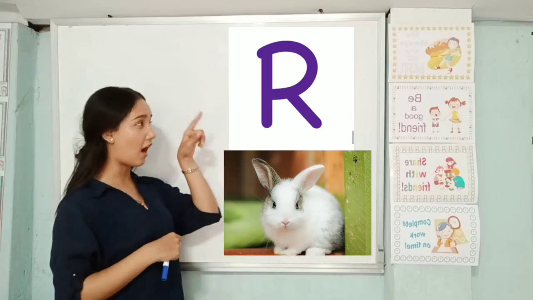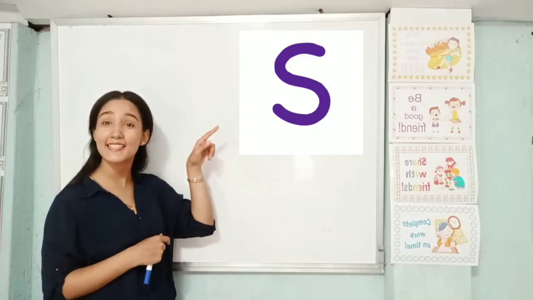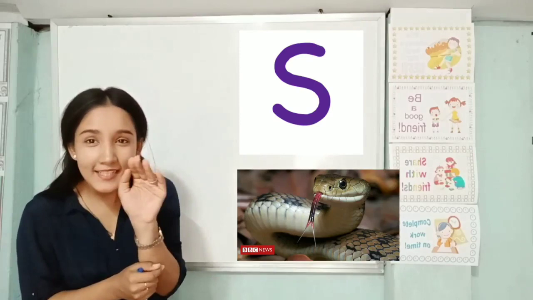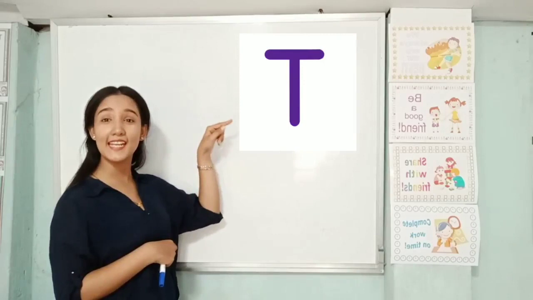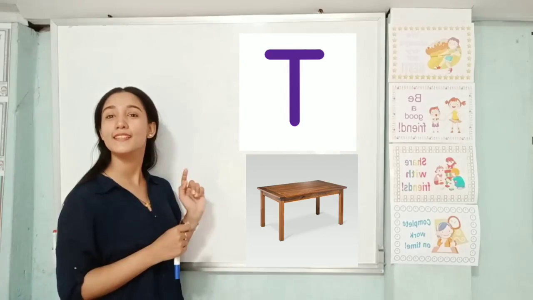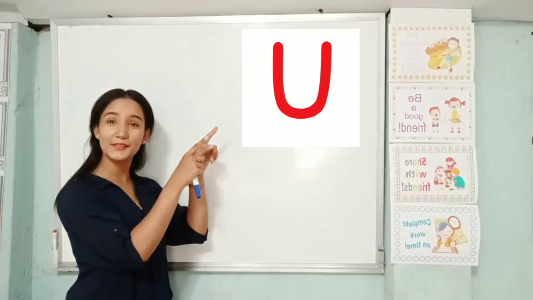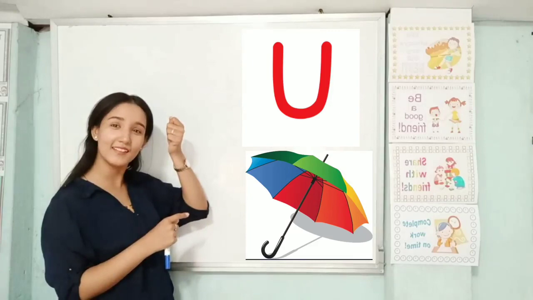S. S for snake. Snake. And then T. T for table. Table. U. U for umbrella. Umbrella.